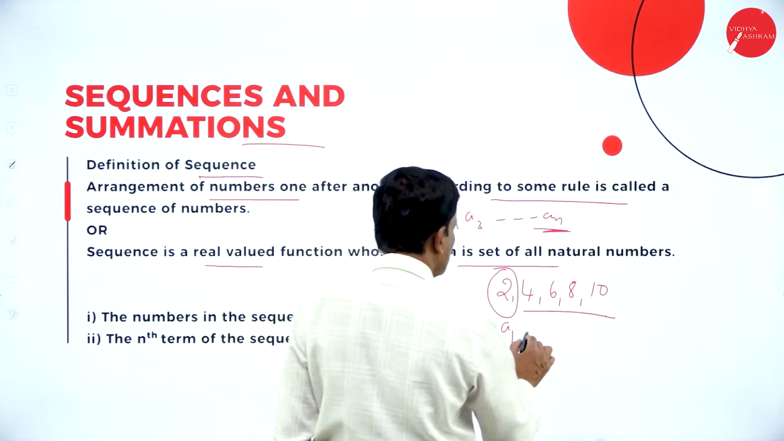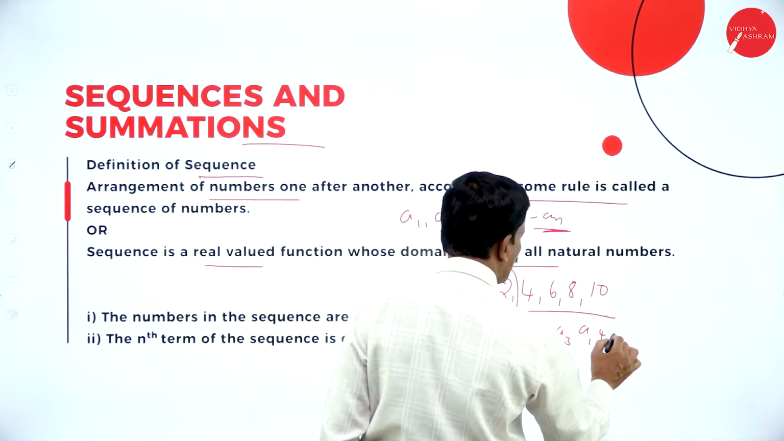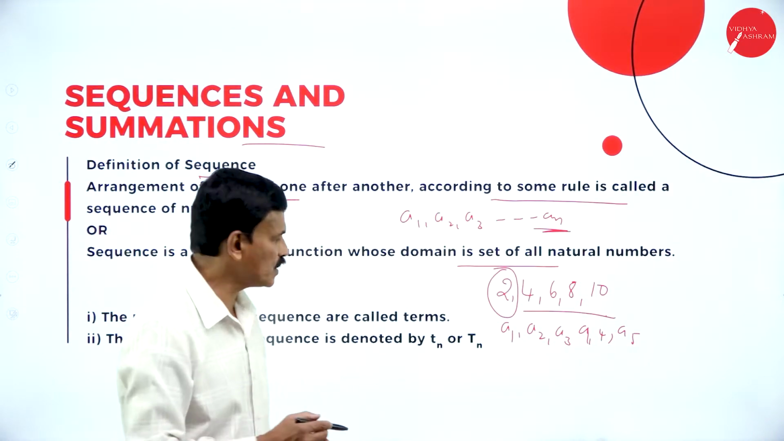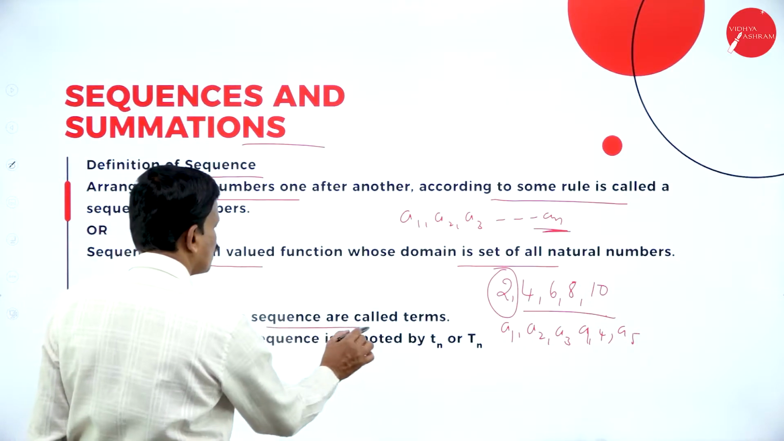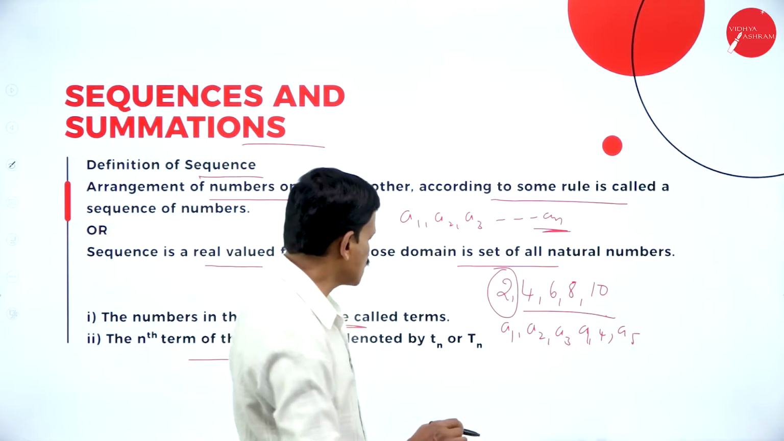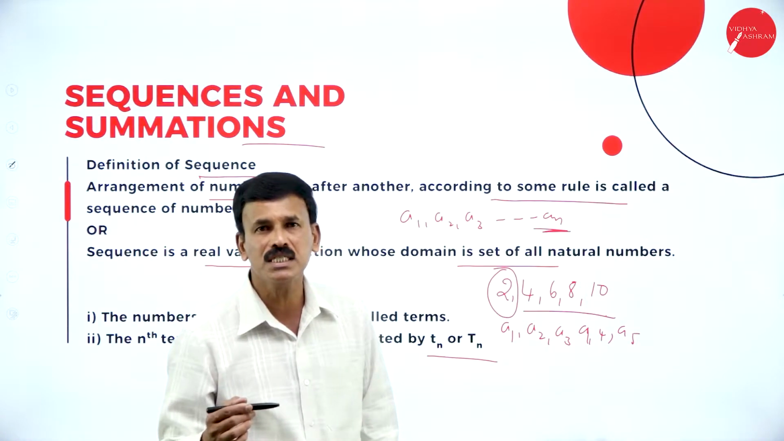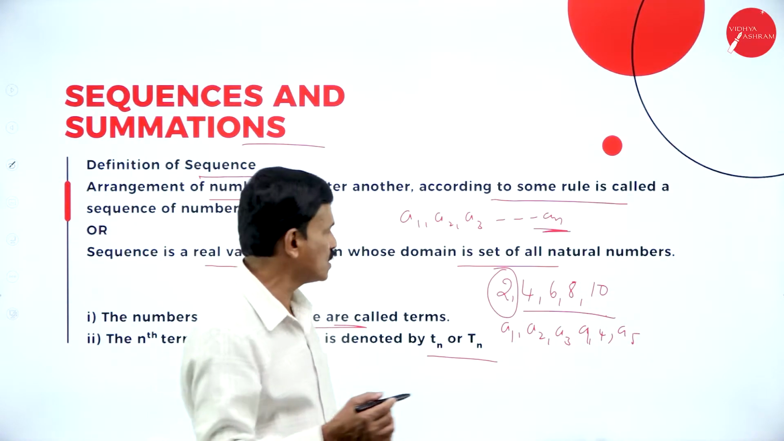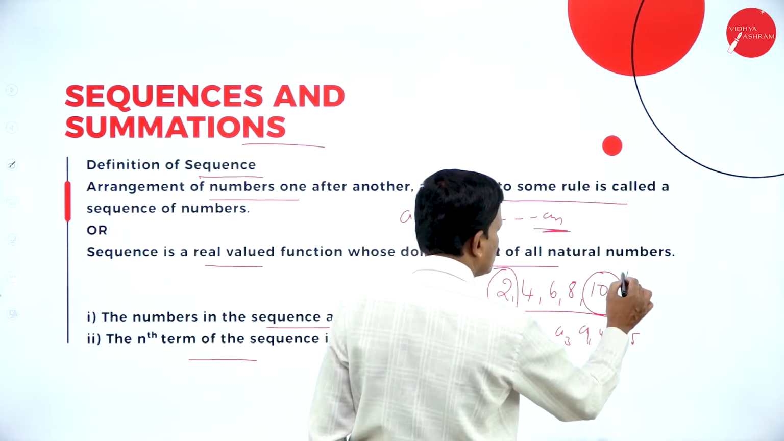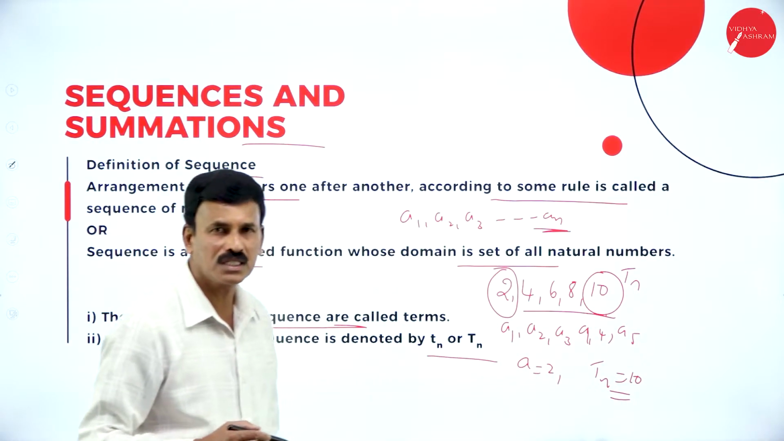Therefore A1, A2, A3, A4 and A5 are called the terms of the sequence. The numbers in the sequence are called the terms of the sequence, and the last term is denoted as Tn, that is called the nth term. Tn is called the nth term of the sequence. Here the first term A is equal to 2 and the last term, the nth term Tn, is equal to 10.